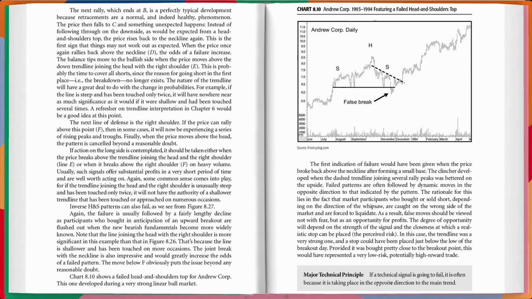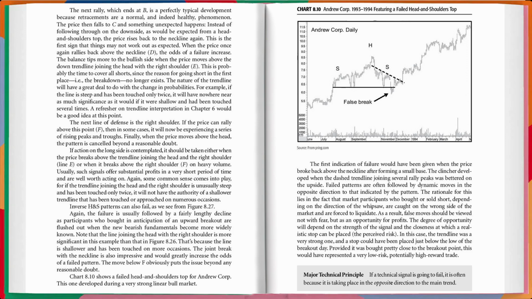When the price once again rallies back above the neckline D, the odds of a failure increase. The balance tips more to the bullish side when the price moves above the downtrend line joining the head with the right shoulder E. This is probably the time to cover all shorts, since the reason for going short in the first place, i.e., the breakdown, no longer exists. The nature of the trend line will have a great deal to do with the change in probabilities. For example, if the line is steep and has been touched only twice, it will have nowhere near as much significance as it would if it were shallow and had been touched several times. A refresher on trendline interpretation in Chapter 6 would be a good idea at this point.